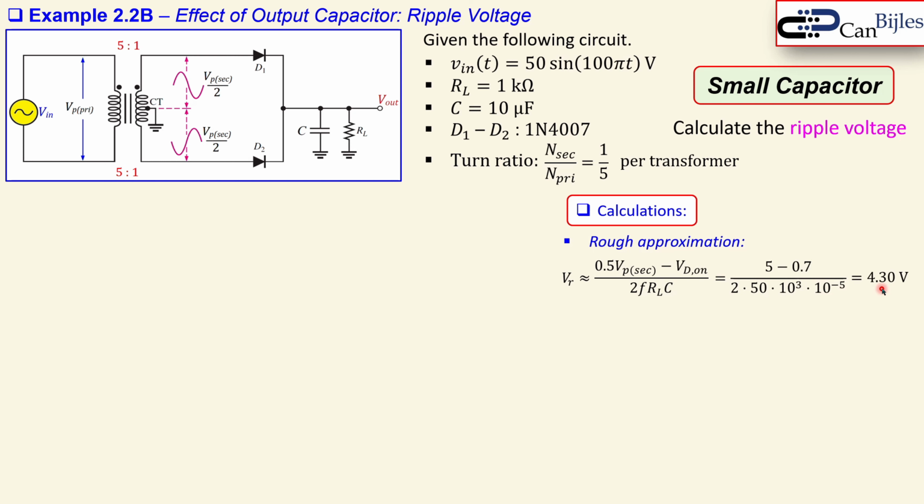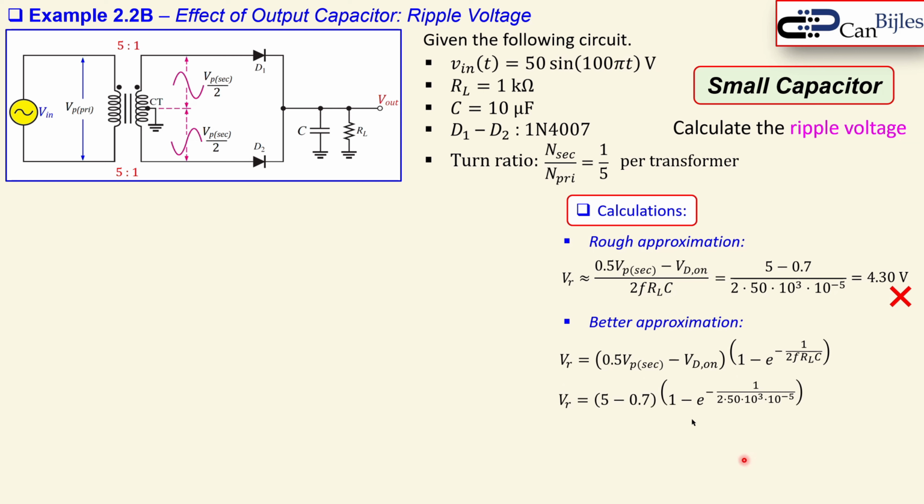So now we have 4.3 volts. So that's a really large ripple, which is not really possible. So the better approximation needs to be used because we have a very large ripple here, which is not logical, or it is invalid. So we have this formula again, the exponential decay. If I now substitute the values in here, I have this expression, and this will give me 2.72 volts as the peak ripple across the load.